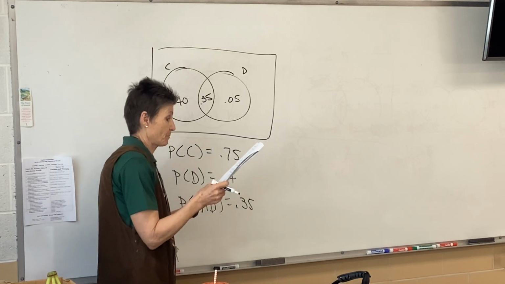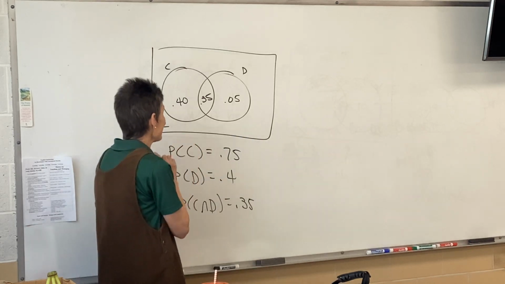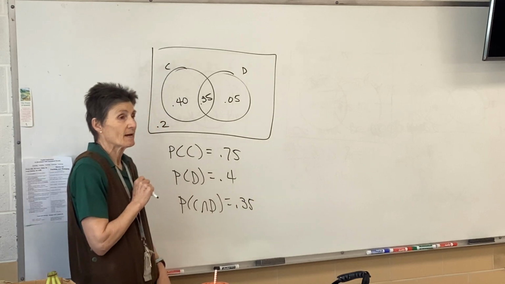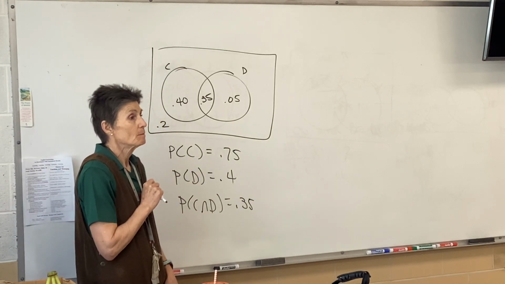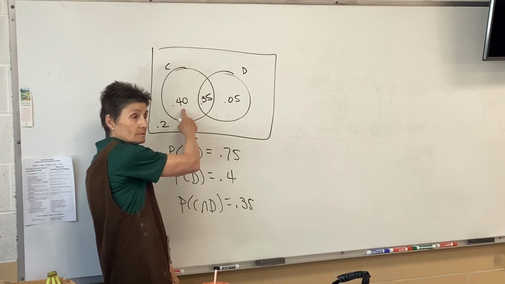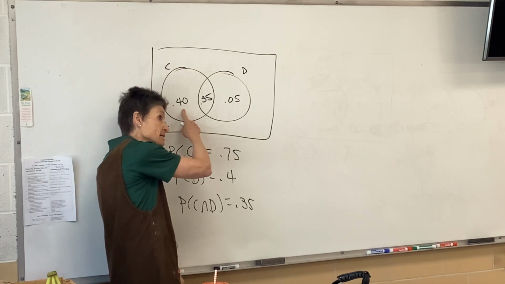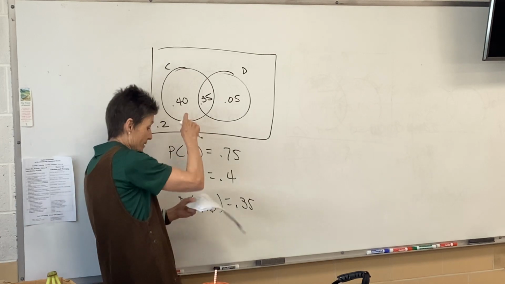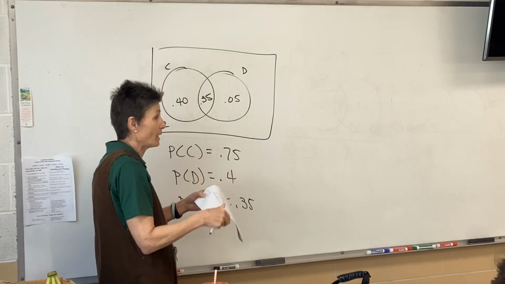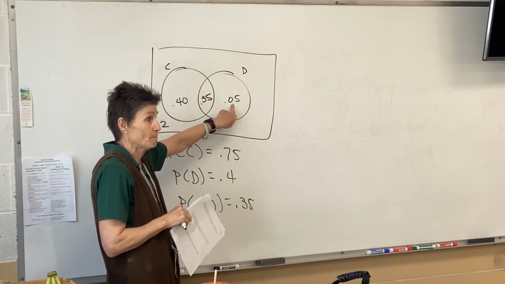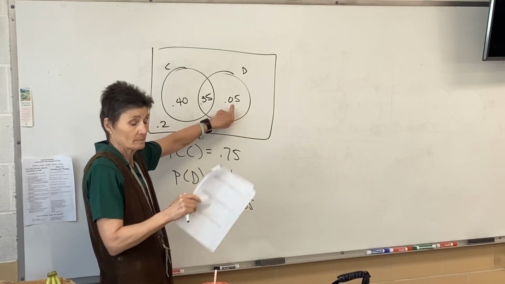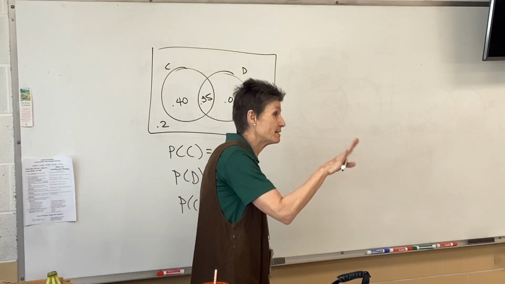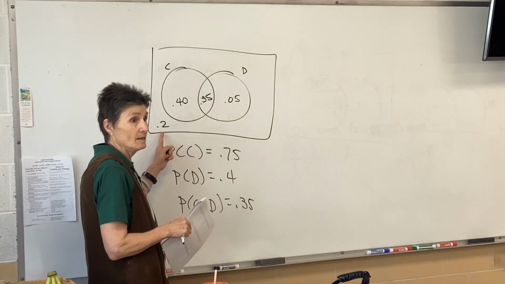Question B says C and not D. What did you put down as the answer for that one? Right here. See, I like cookies, but I don't like donuts. And then I don't like cookies, but I do like donuts. That is 0.05. And then D is I don't like either one, not C and not D, and that is 0.2.